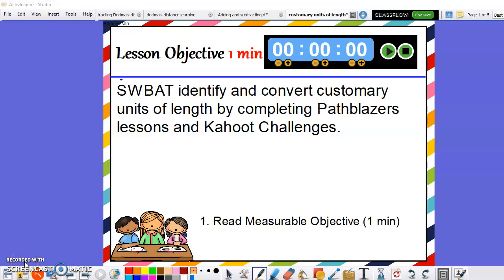Good afternoon. Today is May 4th, May the 4th, 2020. Today you will be able to identify and convert customary units of length by completing Pathblazers lessons and Kahoot challenges.